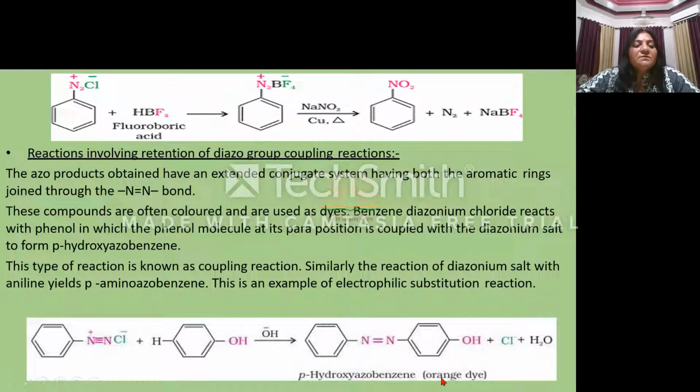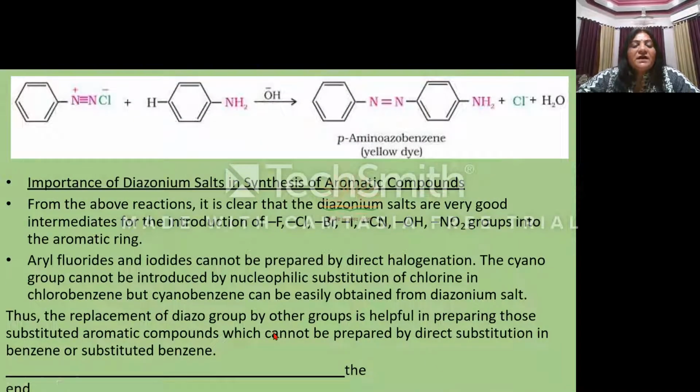Now here benzene diazonium chloride couples with aniline. The coupling of the benzene rings takes place. This forms para-amino azobenzene, a yellow dye, with the liberation of the halide ion. Now the importance of diazonium salts in synthesis of aromatic compounds: as we have already studied, all the halobenzenes, fluoro, chloro, bromo, iodo benzenes, can be prepared from the diazonium salt. Cyanobenzene, phenol, nitrobenzene, all can be prepared from benzene diazonium halides.